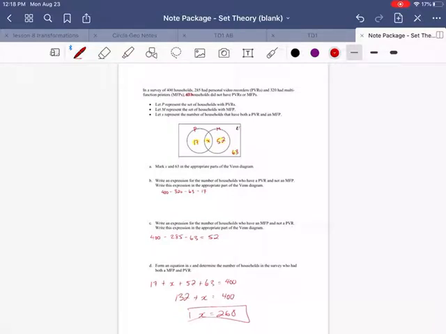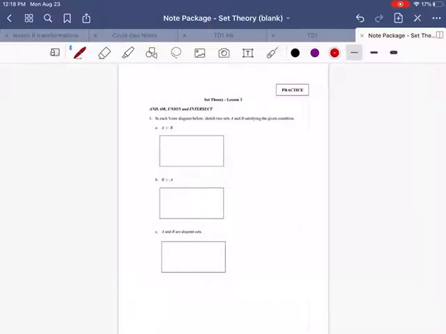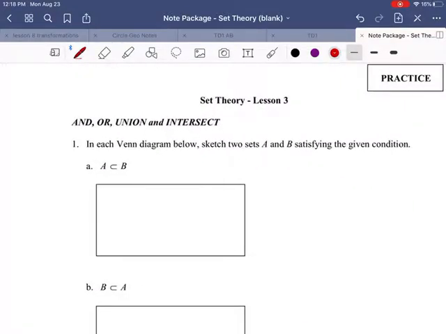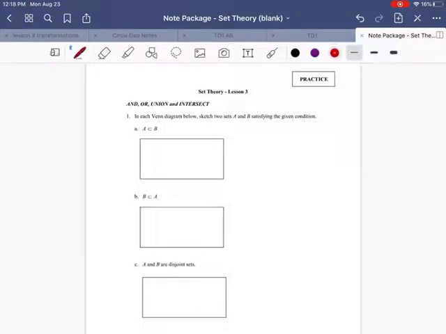So the next step here is some practice. The answers are included at the end. Remember, you need to go through and make sure you know what these terms are: sets, subsets, unions, intersections.